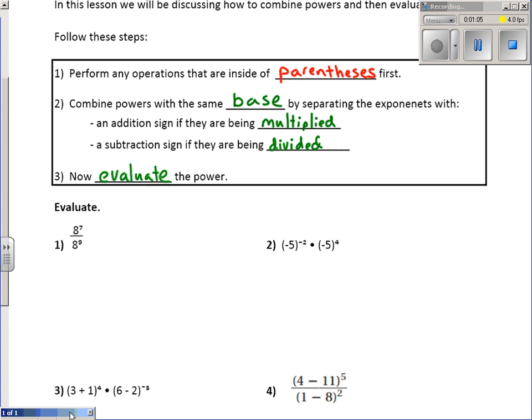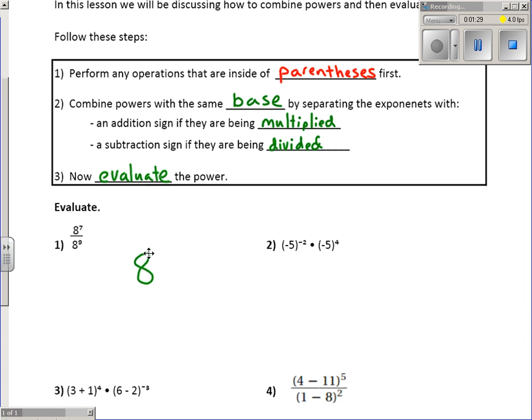So at step 2, we're going to put together powers that have the same base. So here we have 2 powers that have the same base. Now again, whenever you put them together, you keep that base. So we're going to keep 8. And then we're going to have one of 2 options. We're actually going to use the second one for problem 1.